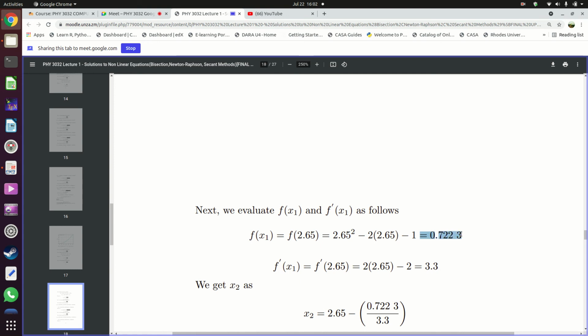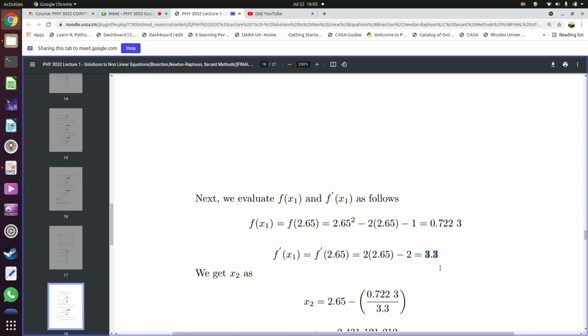0.7223. So you can see that this solution, x1, is 0 point something, but it's not very close to 0 with what we can achieve. So x1 is not a good solution, and we need to do another step. Then we work out the derivative at x1, that's f prime of 2.65, which is 2 times 2.65 minus 2. You get 3.3.